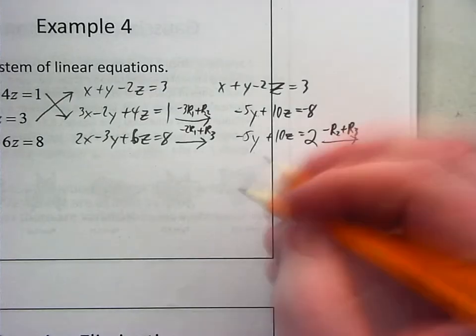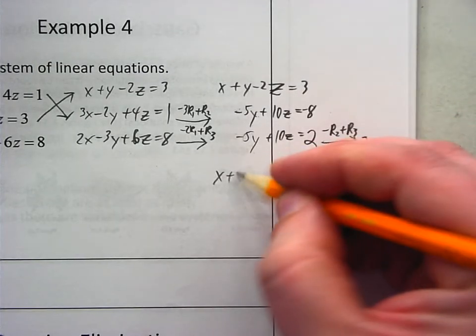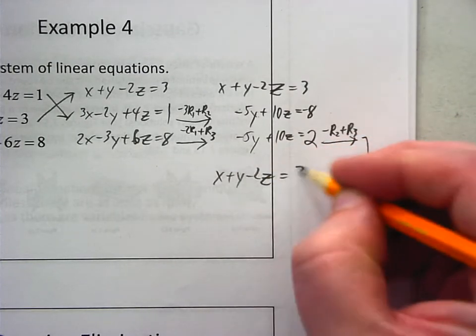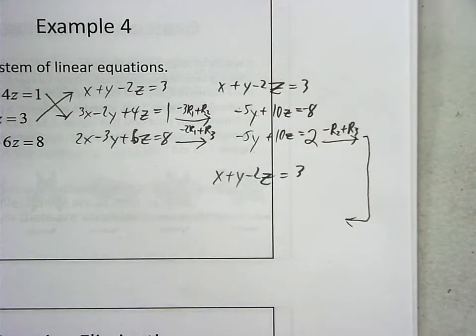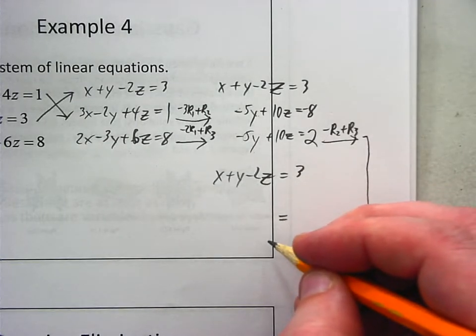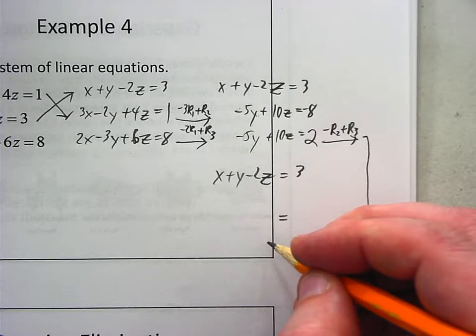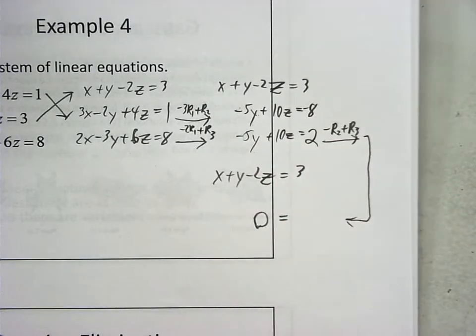So when I do that, I'm just going to go down here with it. So I still have x plus y minus 2z is equal to 3. Second row, I'm going to wait a second. On the bottom, what happens to the negative 5y? Goes away. So then what coefficient do I have on the z? So I have 0 plus 0? What do I have on the other side?